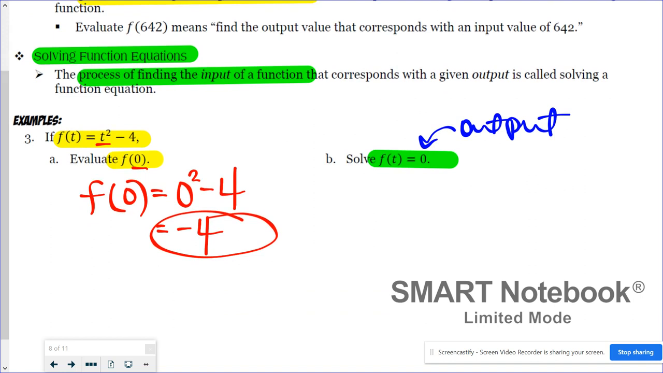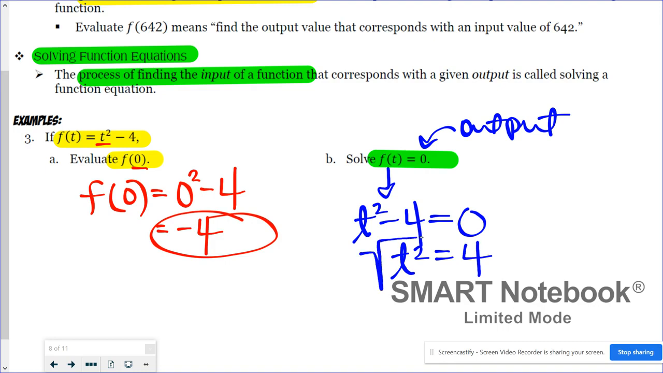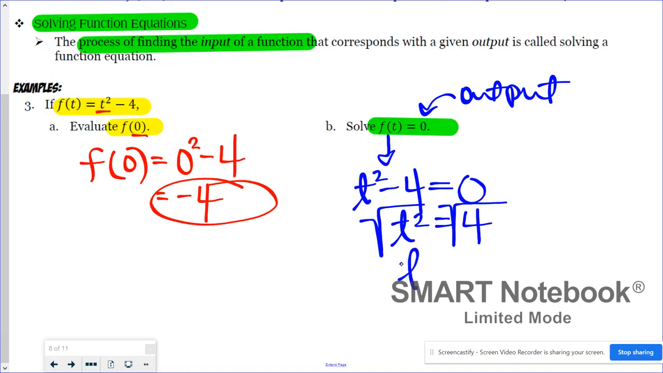So this is what it's going to look like. I'm going to have my function, because remember, f of t is the function t squared minus 4. So I'm going to have t squared minus 4 is equal to 0. So that's the equation that I'm solving. So isolate the variable, so t squared equals 4. To get t by itself, I do need to take the square root. So I'm actually going to get two solutions here. So t is equal to, most obviously, positive 2, because 2 squared is 4. Another solution is negative 2, because negative 2 squared is also 4. So there are two possible solutions for this function equation.